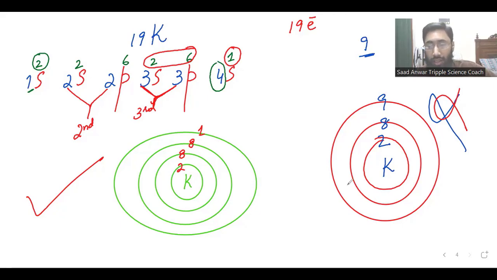Would you like to say anything? Could you not instead add a D subshell for the third shell? Good question. No. Because of certain rules, and we are not going to discuss those rules now, but we cannot add 3d now for potassium.